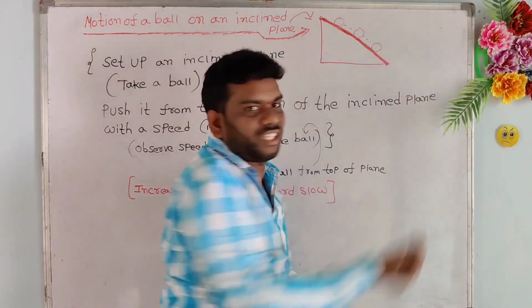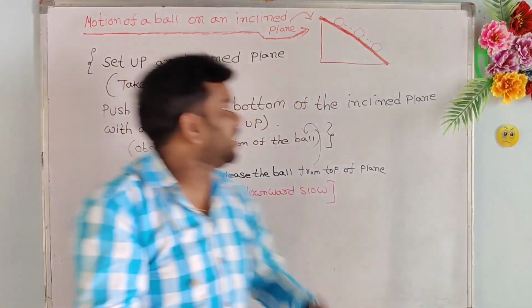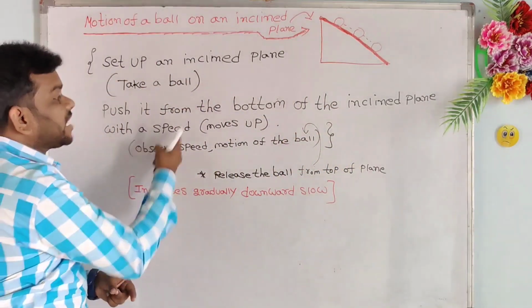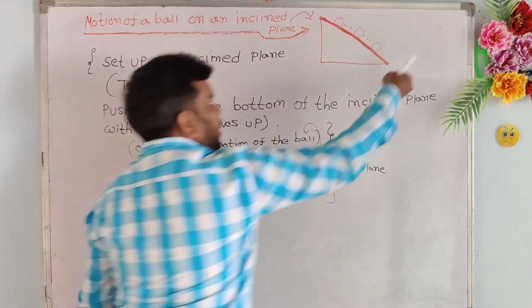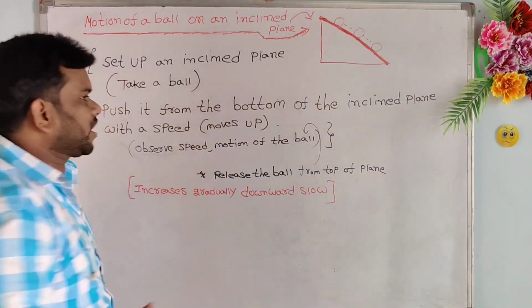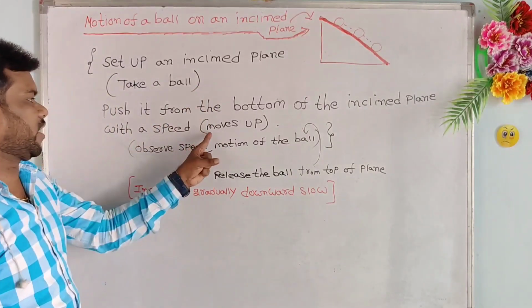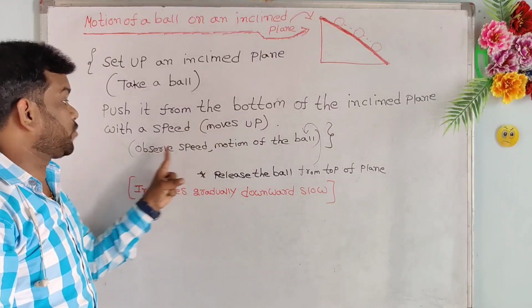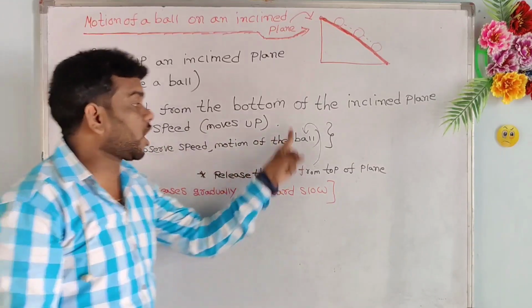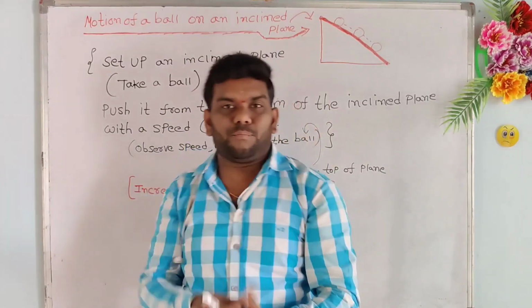Push the ball from the bottom of the inclined plane with a speed, so it moves up. From here, throw the ball upward. So definitely that ball will move. What is that direction? Up. So observe the speed and motion of the ball.